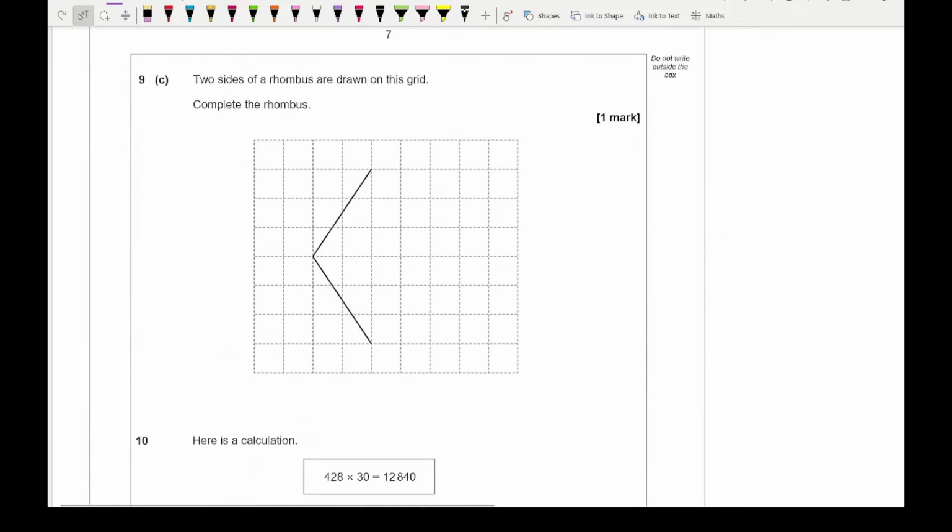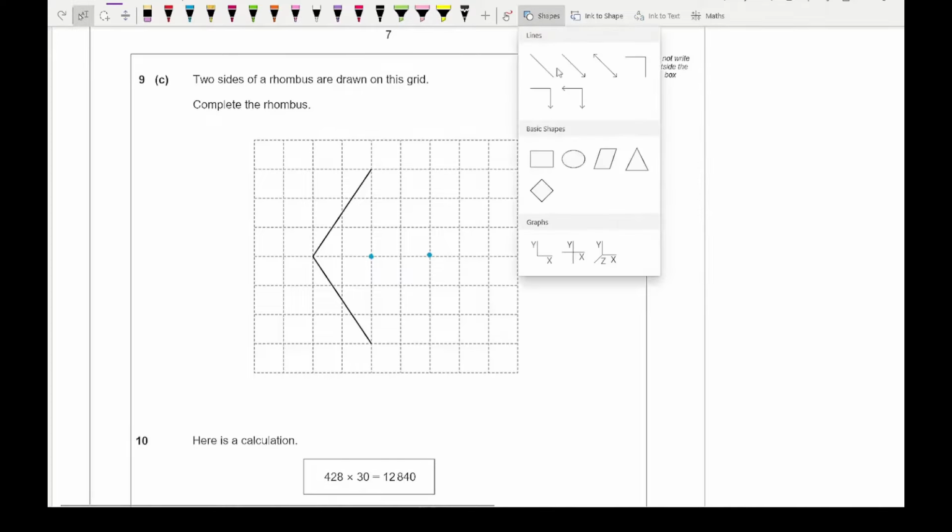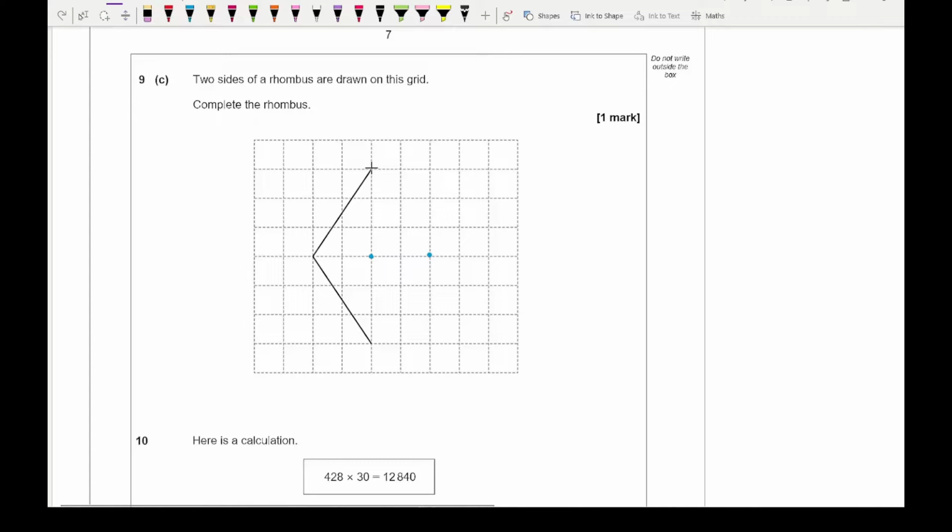Moving on to 9c, it says two sides of a rhombus are drawn, complete the rhombus. So again, we've got two squares in, so we need to go two squares out, and then all that's left for me to do is connect the ends together. Now, there aren't any other variations of this, so it needs to be exactly where I'm doing it on the screen. And again, make sure that you are using a ruler.